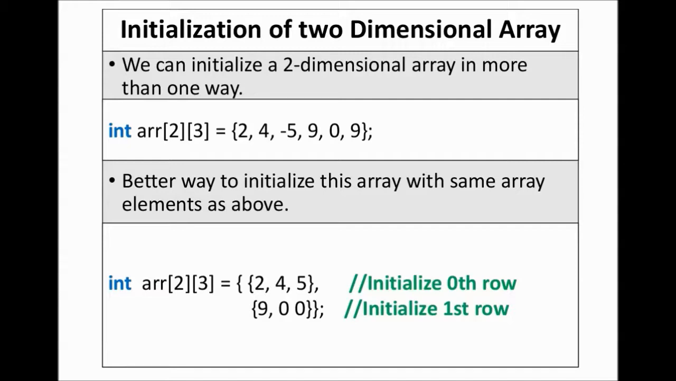Here is another, better way to initialize this array with the same array elements. Instead of writing all elements in a row, we write elements as in a matrix. For example, for the first row we enter values 2, 4, -5, and for the second row we write values 9, 0, 9. These values are enclosed in braces, and another set of braces encloses these two.